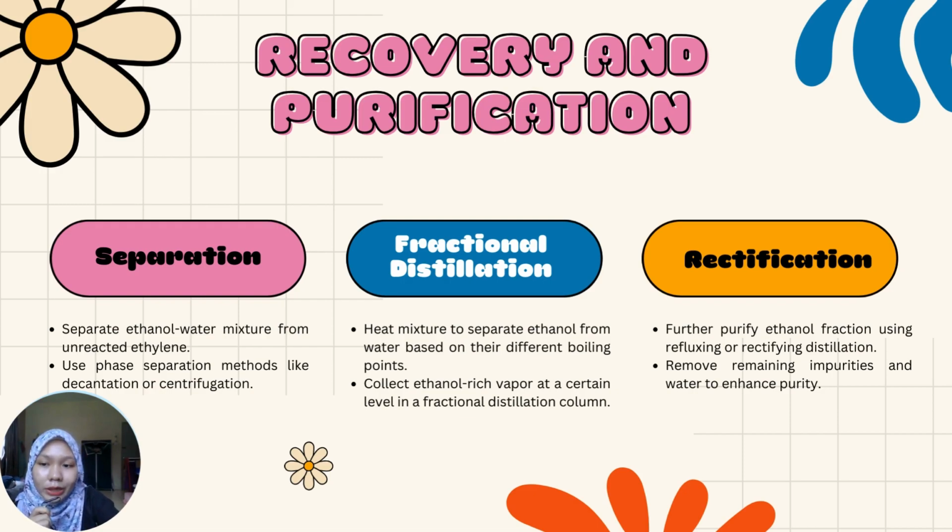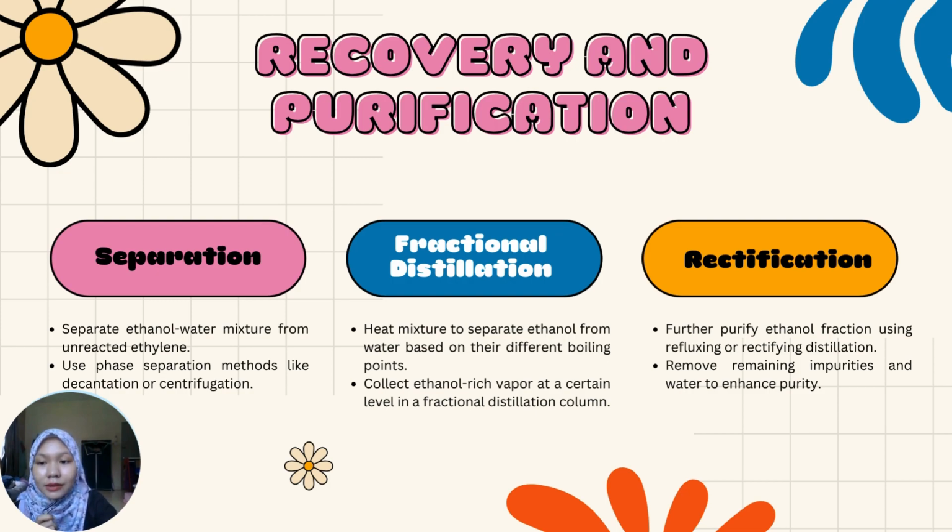Once the ethanol water mixture is separated, it undergoes fractional distillation to separate ethanol from water. Fractional distillation takes advantage of the difference in boiling point between ethanol, which is 78.37 degrees Celsius, and water, 100 degrees Celsius at standard atmospheric pressure. In the fractional distillation column, the mixture is heated and the vapors rise through a series of trays or packing materials. As the vapors cool and condense at different heights in the column, the ethanol-rich vapor is collected at a certain level, while the water-rich liquid is collected at a lower level. This process allows for the separation of ethanol and water into different fractions.